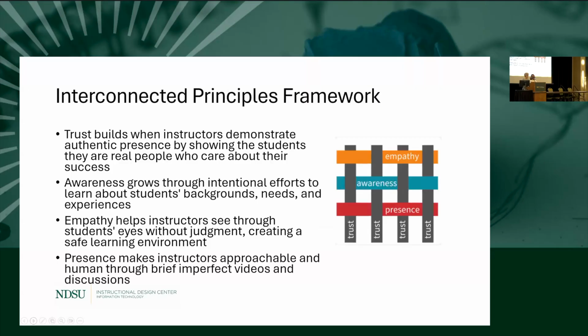So this is Michelle Pacansky-Brock again, the internet connected little diagram of doing that trust, the awareness, the empathy, and the presence. They all blend together. If you're sharing a presence, you're building that trust. If you're hearing what they're saying, you're realizing that empathy, that you're understanding things when they make connections.